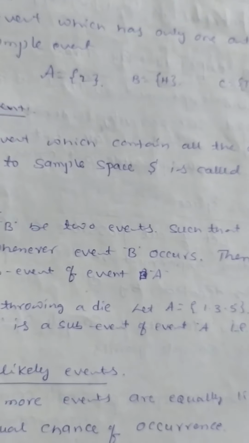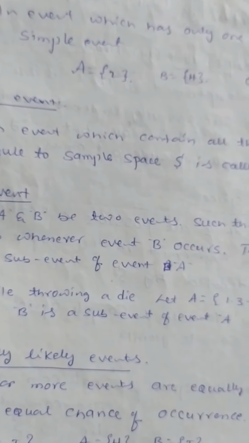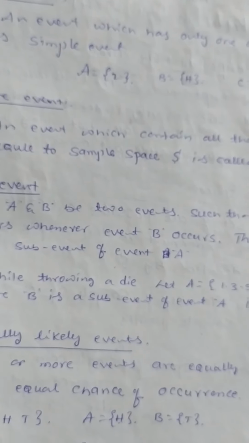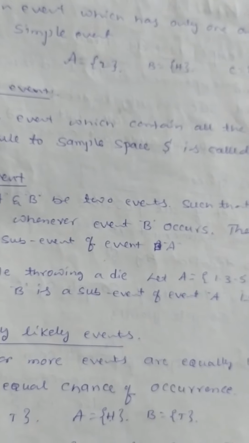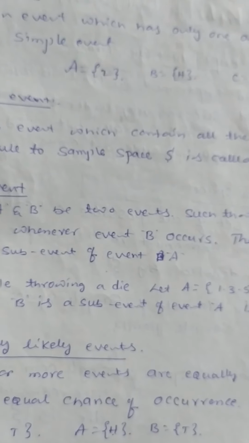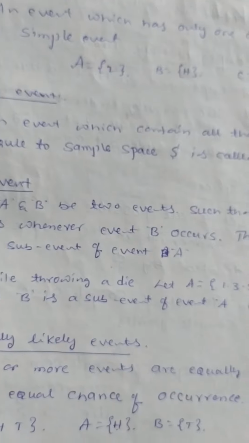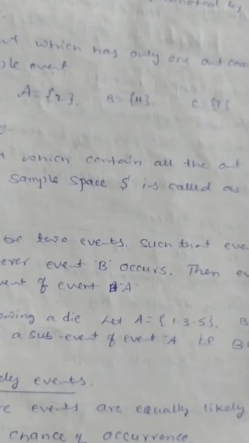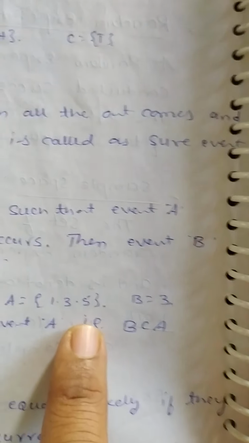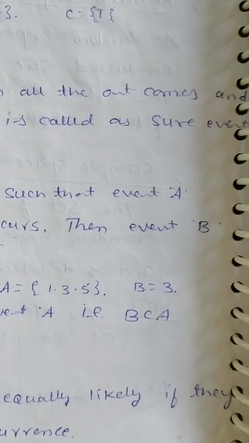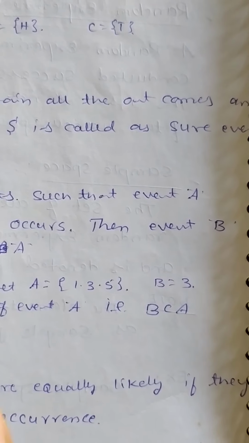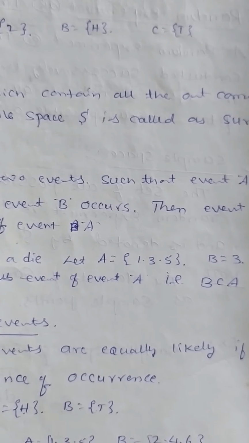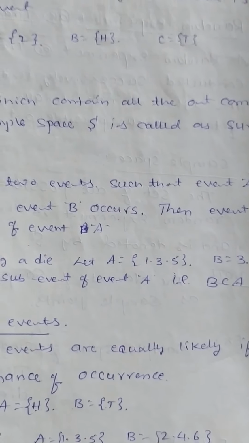Sub-event means we have to consider two events, both are subsets of the same sample space. If A is a subset of B, then A is called a sub-event of B. If B is a subset of A, then B is called a sub-event of A. For example, while throwing a die, let A be {1, 3, 5} and B be {3}. B is {3} and we have 3 in A also. That means B is a sub-event of A.